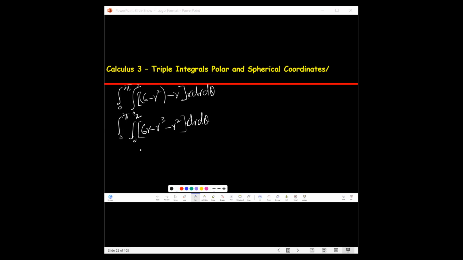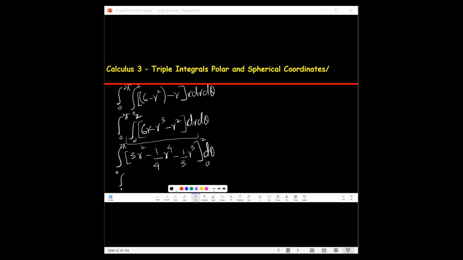Okay, and I think I'm ready to take the second integral for this. So 0 to 2 pi I'm going to write, and I'm going to take the integral for this one: 3r square minus 1 over 4 r to the fourth minus 1 over 3 r cube, and then d theta. And here I think I just need to apply the limit. So I'm going to apply the limit.